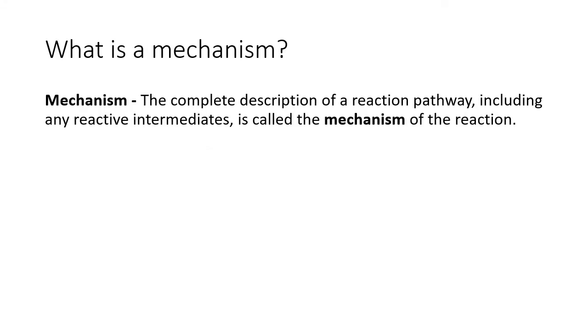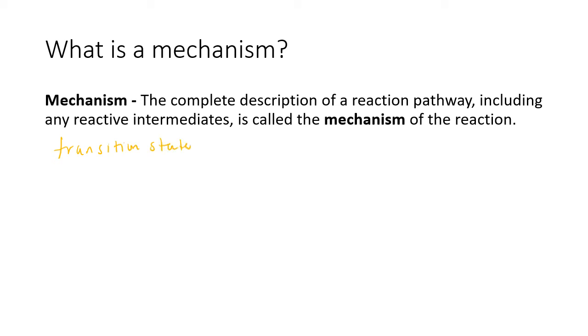Next, we're going to try to draw the basic mechanism for a hydrohalogenation reaction. So what is a mechanism when we say that word? What we're talking about is the complete description of a reaction pathway, including any reactive intermediates. That is the mechanism. Sometimes they also include something called a transition state.